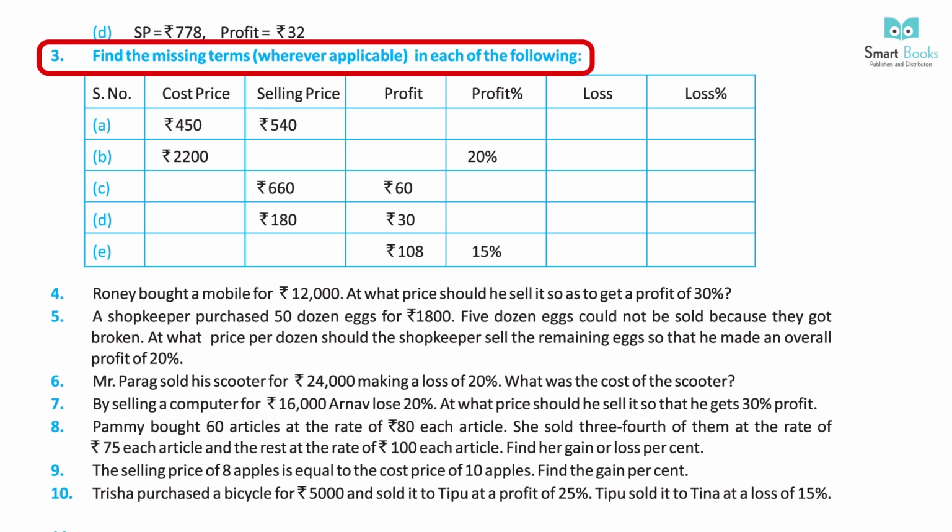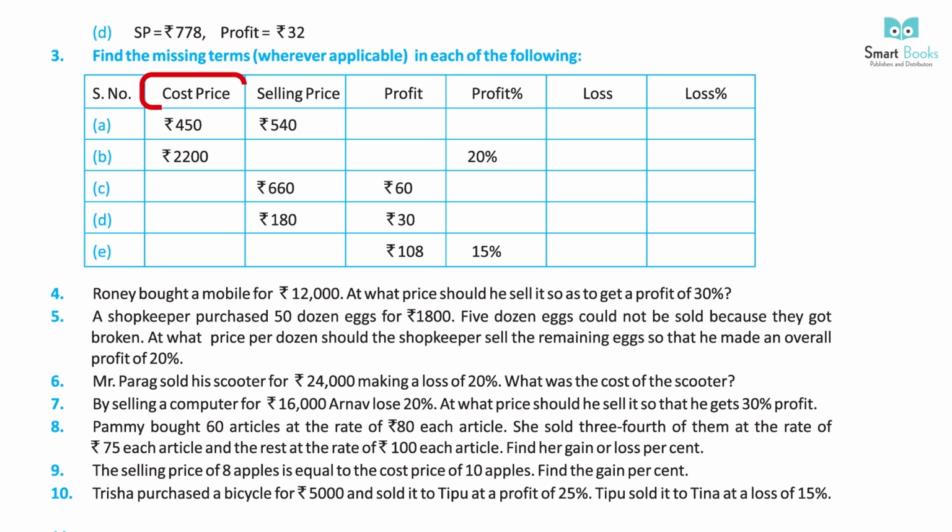Find the missing term wherever applicable in each of the following. Serial number, cost price, selling price, profit, profit percent, loss, loss percent. A. Rupees 450, rupees 540. Solution. Profit is rupees 90 and profit percent is 20%. B. Rupees 2,200, rupees 2,640. Solution. Profit is rupees 440. Profit percent is 20%. C.